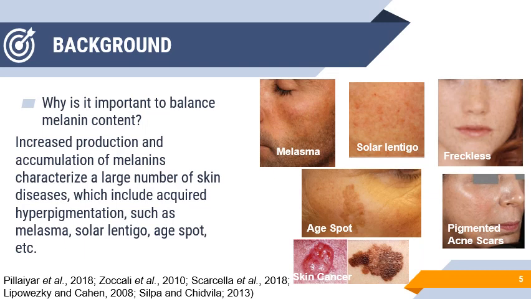And why is it important to balance melanin content? Although melanin is crucial for protecting the skin, the abnormal or increased production and accumulation of melanin can lead to acute dermatological problems, including melasma, solar lentigo as in the picture, freckles, pigmented acne scars, and age spots. It can characterize a large number of skin diseases. Continuous UV irradiation can result in an increased risk of skin damage and cancer. Moreover, studies report that many melanogenesis disorders have been linked to neurodegenerative diseases, including Parkinson's, Alzheimer's, and Huntington's disease.